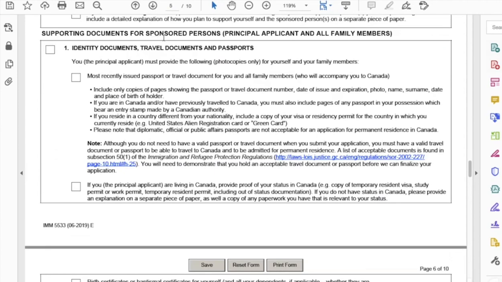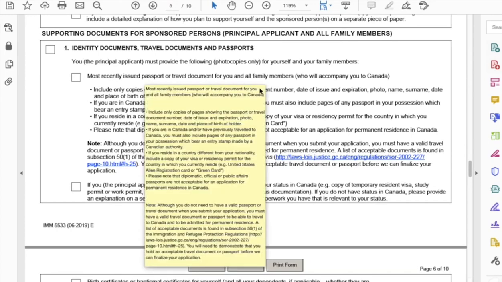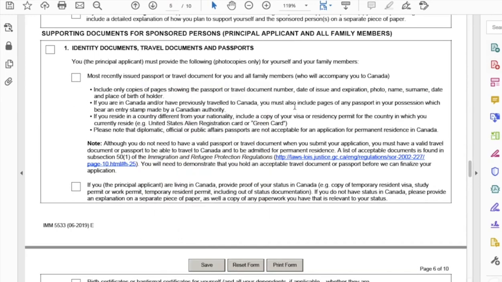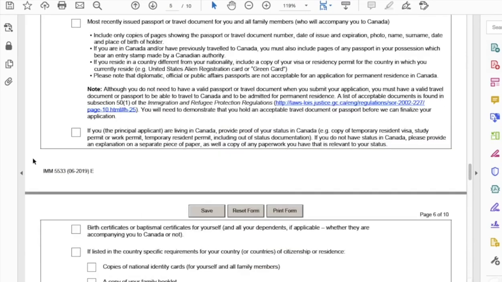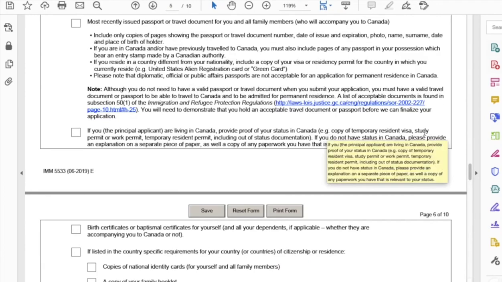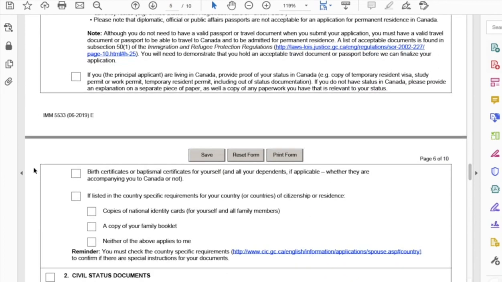Supporting documents for the sponsored person, the principal applicant. Let's say in our example, the wife who's living in India or maybe who's here in Canada. In that case, you should be giving your passport copies. So I think it would include all the pages of your passport where there's any stamp or any visa. If you're living in Canada, you should provide proof of your status in Canada. Let's say if you're here on a study permit or a temporary visa, you should provide that document as well.